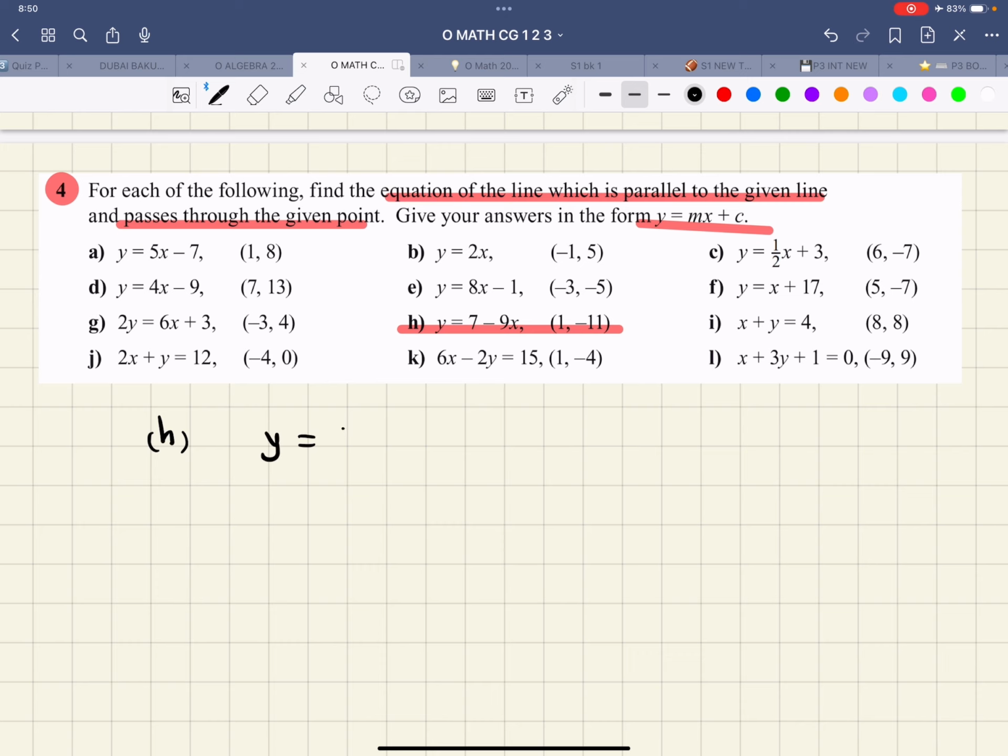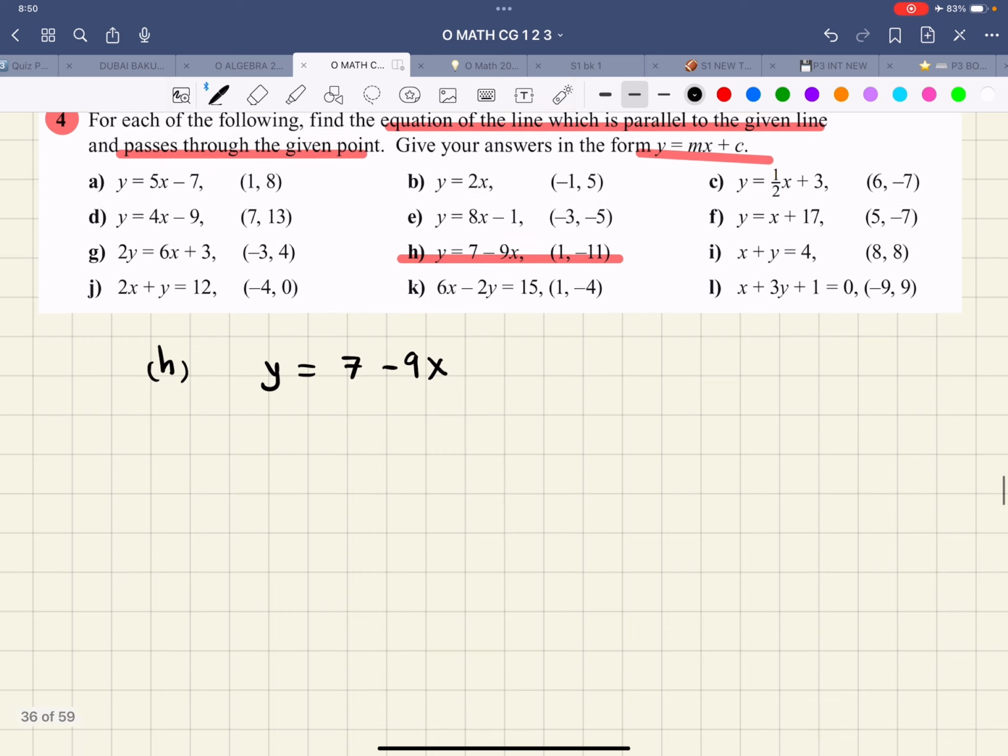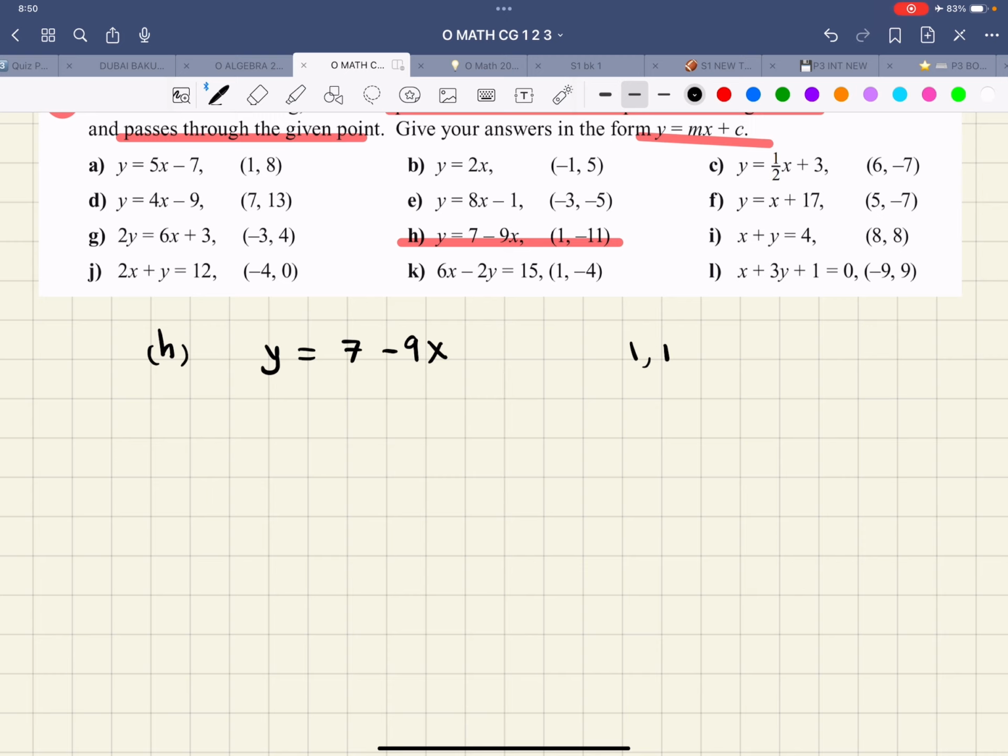y = 7 - 9x. It passes through the point (1, -11). So first of all, is it in the standard form? Almost. You can just do a bit of manipulation, rearrangement. Write the x term first and then the constant. I mean, it just looks better and nothing more. y = mx + c. The coefficient of x is m. The coefficient of x is -9. Therefore, m comes out to be -9.